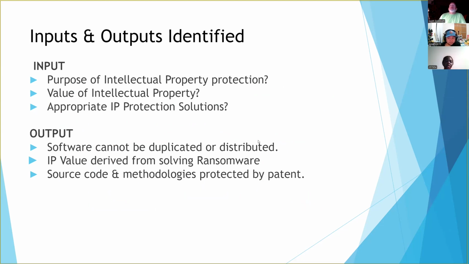Kelly? Yeah, thank you, Scott. So we're going to talk about the input and output identifier. First of all, we're going to start with the input: purpose of intellectual property protection. We're going to talk about the value of intellectual property and appropriate IP protection solutions. Next, we're going to talk about the output. Software cannot be duplicated or distributed. IP value derived from solving ransomware, source code and methodologies, protection by patent.